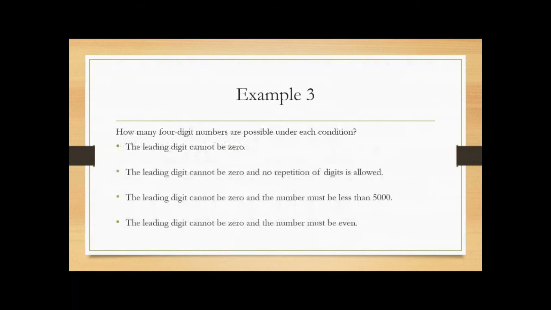Okay, example 3 here, this is trickier. How many 4-digit numbers are possible under each condition? So I'm looking at 4-digit numbers, so I'm going to write my 4 lines here. You don't have to do this. This is how I make sure that I'm not missing anything, is I just put these lines and then I fill them in with my numbers.